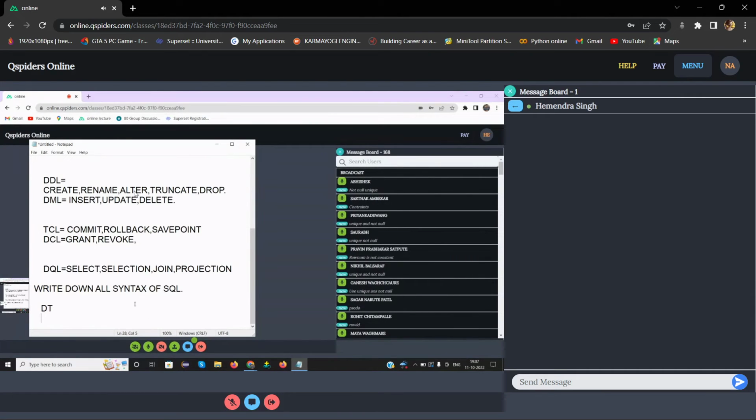Primary key is a combination of what? Unique and not null. It's a key attribute. It is a combination of what?